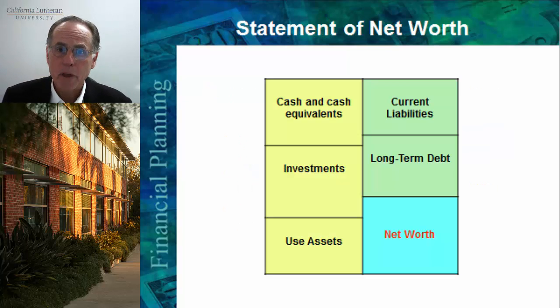Earlier in the program, you studied personal financial statements. The statement of net worth, or the balance sheet, is depicted here. The left side of the ledger lists assets in order of most liquid to least liquid. The right side of the ledger lists liabilities in order of shortest maturity to longest maturity. Total assets less total liabilities equals net worth. In this discussion, we'll focus on the left-hand column.